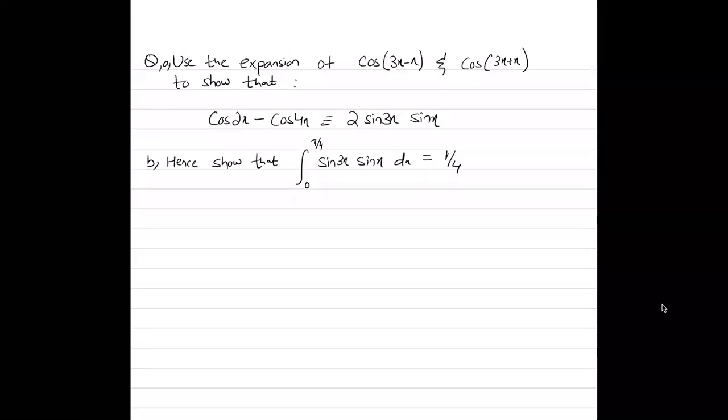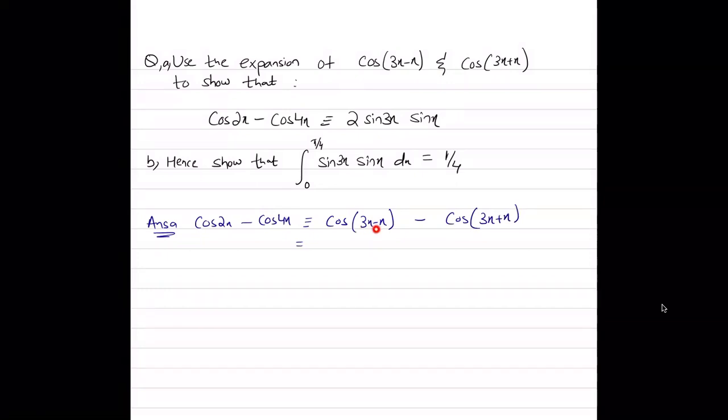So in this question, the first part says use the expansion of cos 3x minus x and cos 3x plus x to show that cos 2x minus cos 4x is identical to this. So we're going to start your working by saying cos 2x minus cos 4x is the same as, for cos 2x you can write cos 3x minus x, and for cos 4x you can write cos 3x plus x, and then use the expansion.